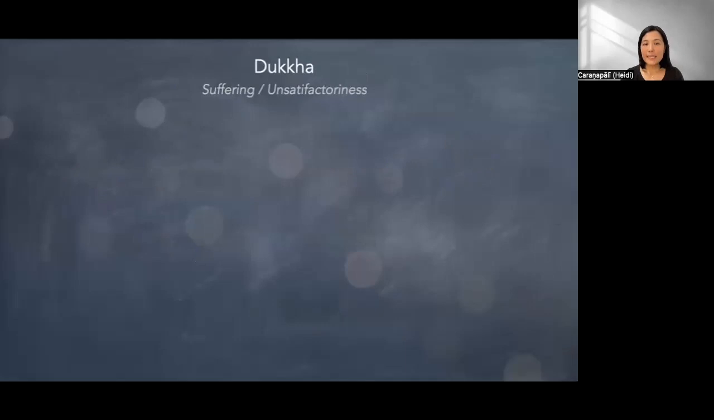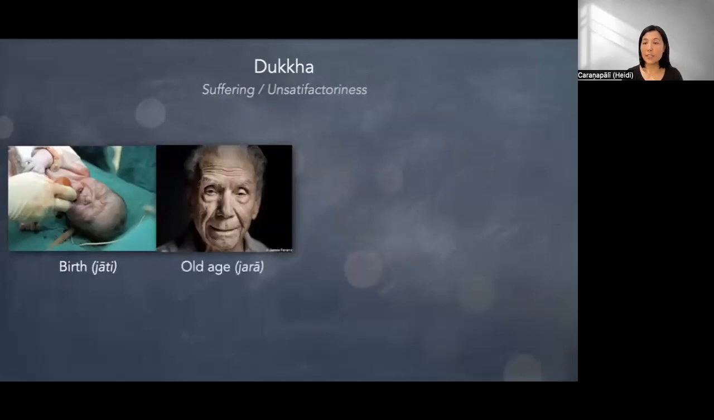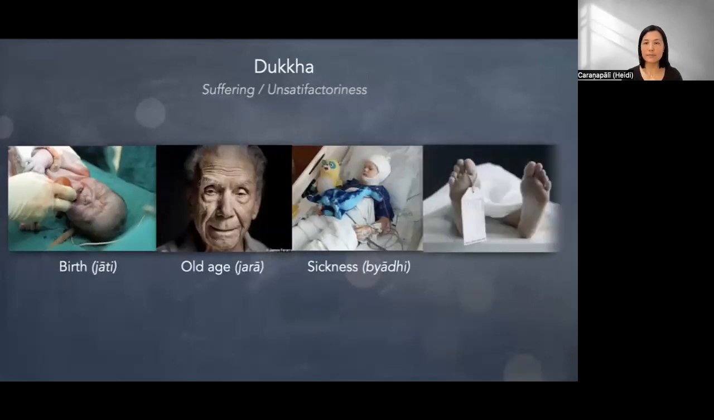The Buddha explained in the Dhammacakkappavattana Sutta what is dukkha. In this sutta, the Buddha mentioned that birth, jati, is dukkha. Old age, jara, is dukkha. Sickness, vyadhi, is dukkha. Death, marana, is dukkha. All this we can easily understand, yeah?